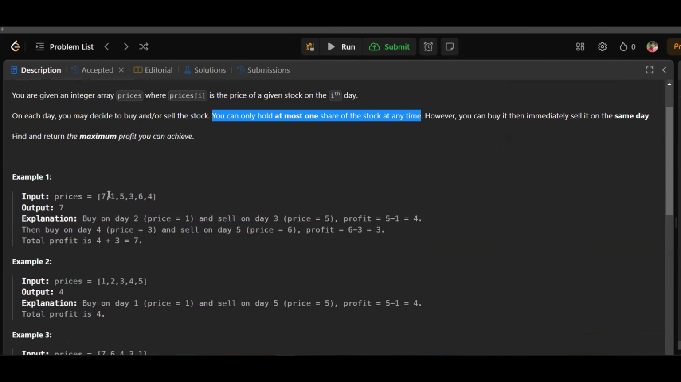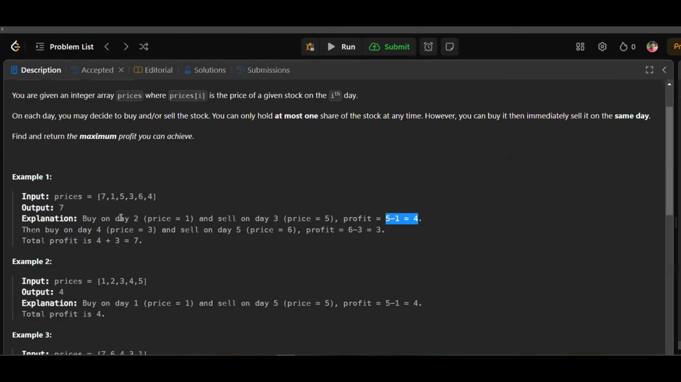In the first example, the input has 6 elements, which are 7, 1, 5, 3, 6, and 4. Here, if I buy the stock on day 2, the buying price will be 1. And if I sell the stock on day 3, the selling price will be 5, which is this. So here the profit is 5 minus 1, which is 4.